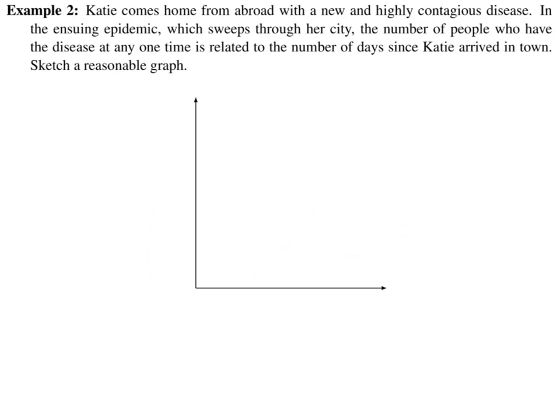All right, next example. Here we have Katie. Katie comes home from abroad with a new and highly contagious disease. In the ensuing epidemic, which sweeps through her city, the number of people who have the disease at any one time is related to the number of days since Katie has arrived in town. Sketch a reasonable graph. So, we need some axes. The x-axis, the independent axis, would be number of days since return.